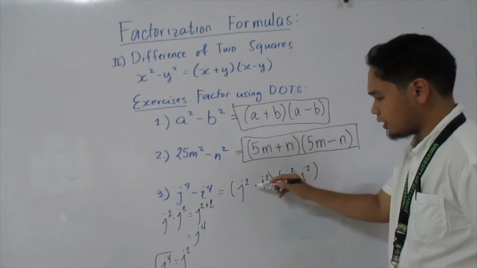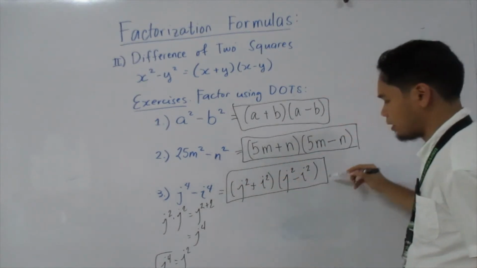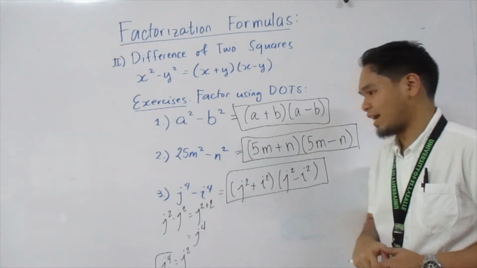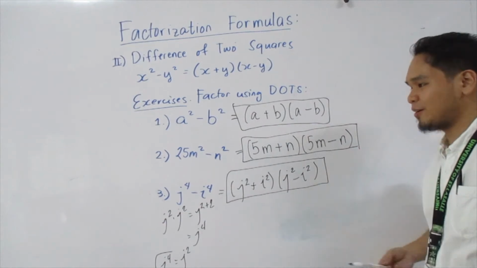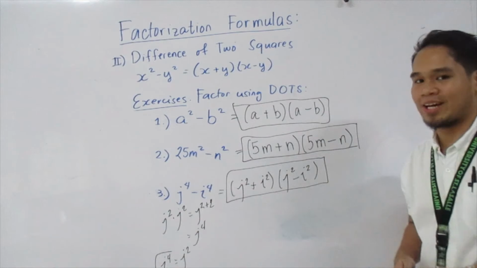Squared, and then we'll just fill in the plus minus. And this is your answer in number 3. Okay, hopefully you got it. A score of 2 or more here. Okay, and then we'll proceed to the next factorization formula.